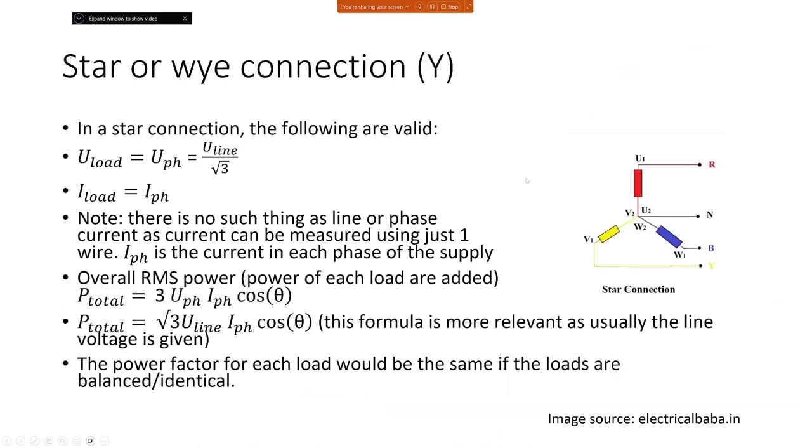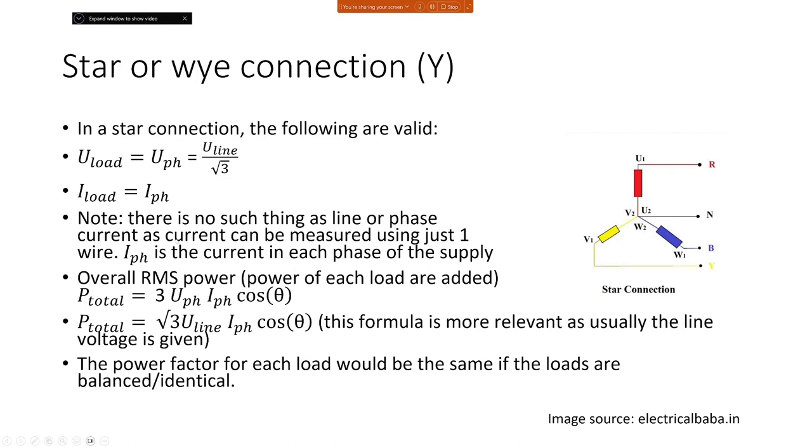So let us look at more detail in the star connection. Like I mentioned previously, the load is getting line voltage by root 3. Usually in questions, what they're going to mention is the line voltage, which is going to be the nominal voltage. So the voltage of the load is line by root 3 because it's U phase, and I load is I phase because the current flowing through one phase is going to flow through the load as well.